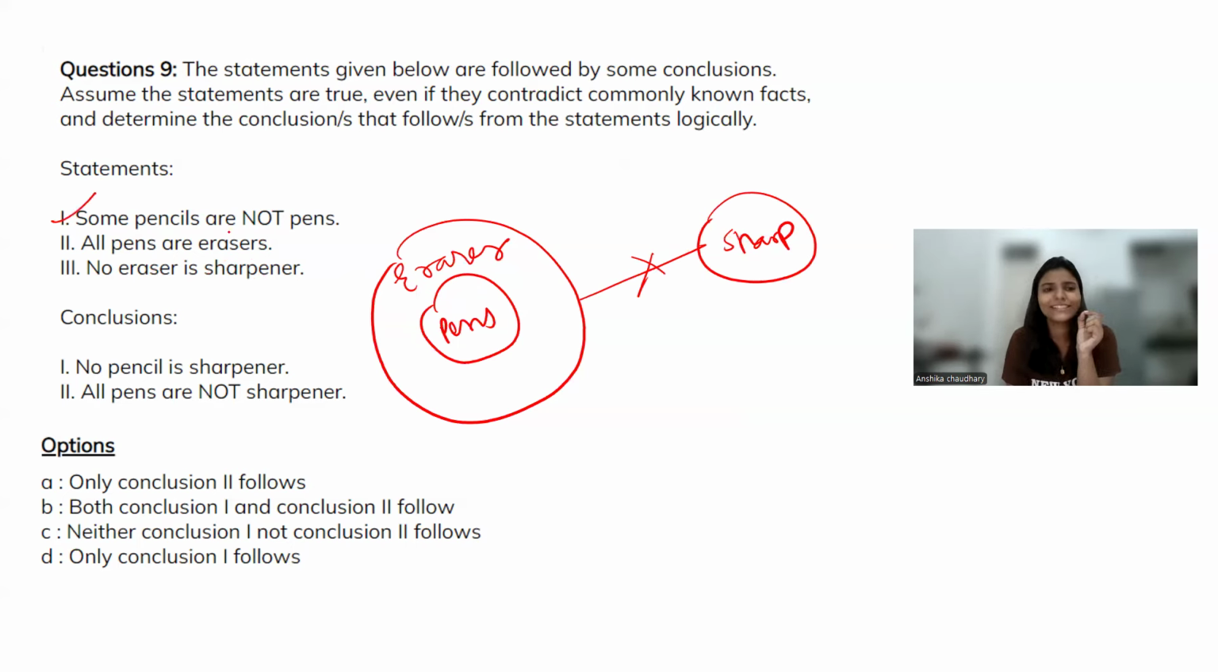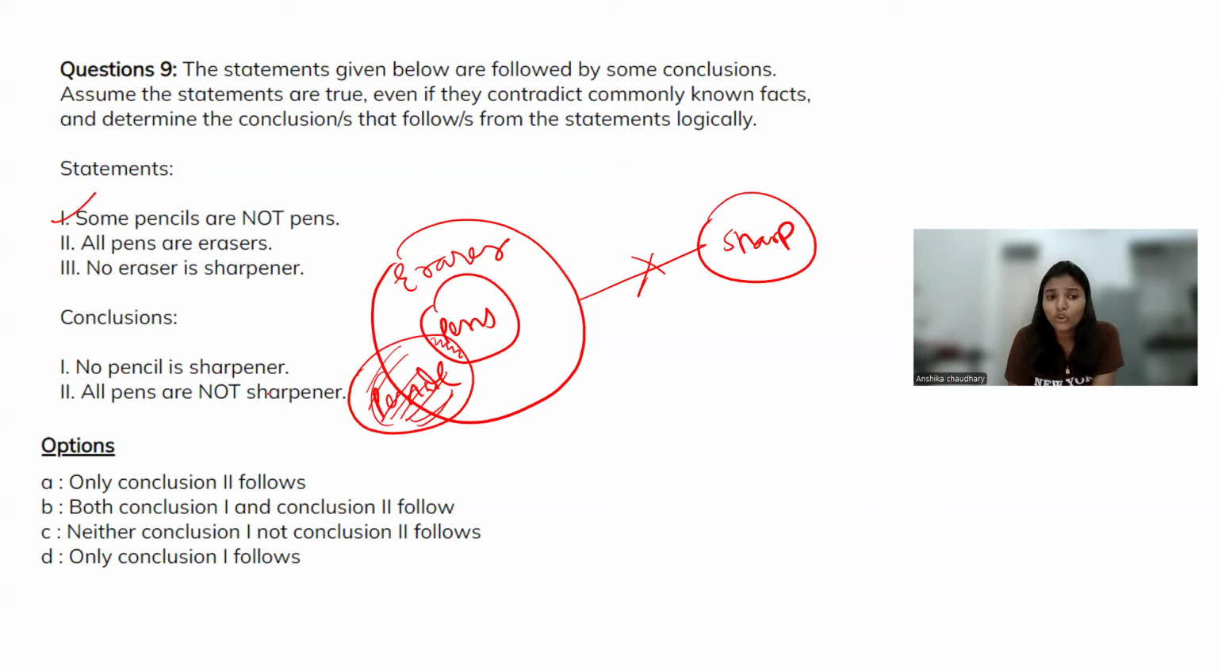Now, the first statement, let's take: some pencils are not pens, right? Some pencils are not pens. So I can mark pencils, and here I can make the diagram like this. So these pencils are pens, but apart from this one, the rest are not pens. So our Venn diagram is following the statement. It is okay. So these are the pencils. Now let's come to the conclusion.